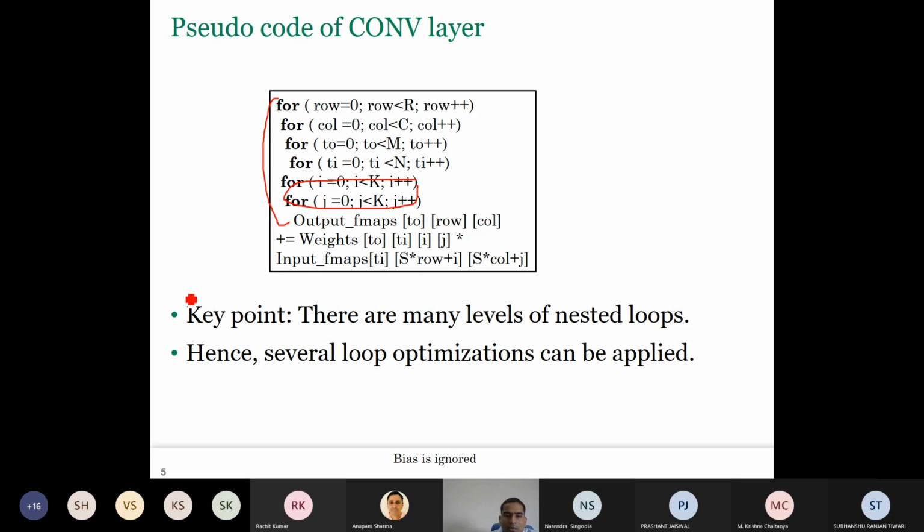One thing which is more important for us is that there are many levels of nested loops, and that's why there are several loop optimizations that can be applied. Especially if you are from a compiler background, you know there are many loop optimizations. For us, we will apply 1 or 2 loop optimizations such as cache blocking and so on. I will discuss this in the next presentation.